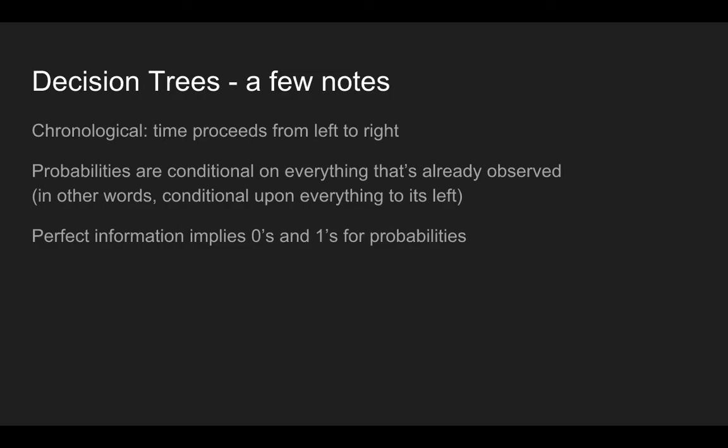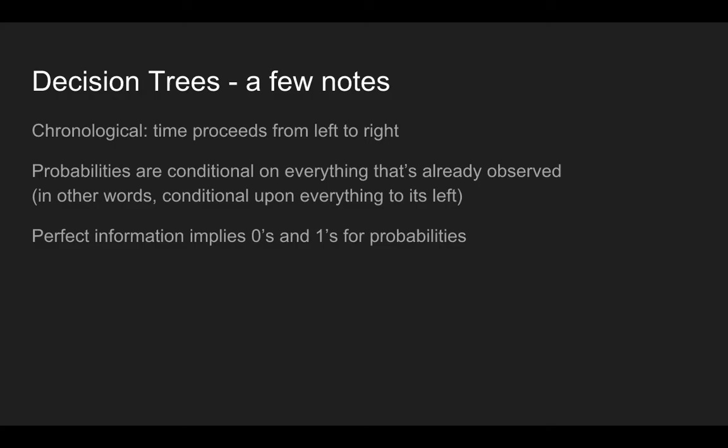So a few notes I wanted to mention. First, when you're building a tree, it moves chronologically. Whatever decision you make first happens at the left side of the tree, and you progress as events unfold in time. Because they progress in that dimension, anything on the right side of the tree is conditional upon the previous branches. So if you're making multiple decisions, then the probabilities of events that happen later are all conditioned upon what's already happened.